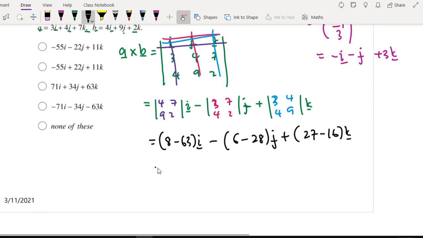Okay, and then simplify. 8 minus 63 is negative 55 i, plus 20 22 j plus 11 k. Okay, so this is the answer. Negative 55 i plus, and this one had this answer.